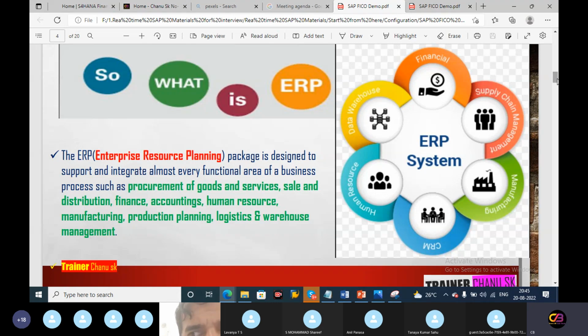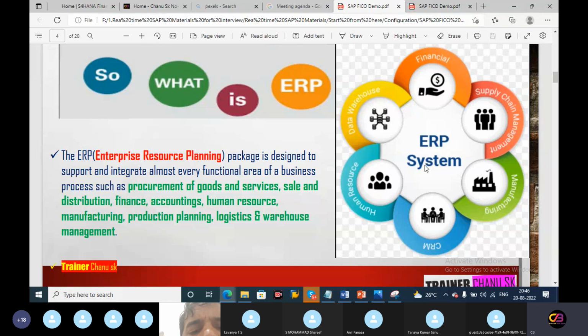ERP will capture entire information regarding the finance department, data warehouse, human resource, supply chain, management information and CRM details. All the departments are integrated with the ERP system, not a single tool. So it is integrated with the CRM, and with the HR, and with the data warehouse, and with the financial. So in a single window, we can see entire information with respect to particular departments.